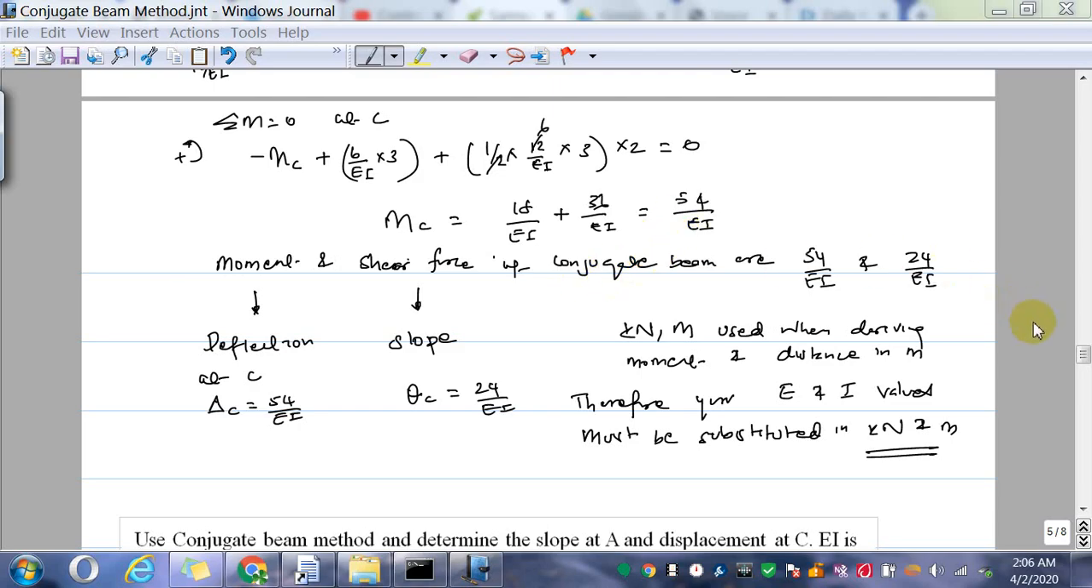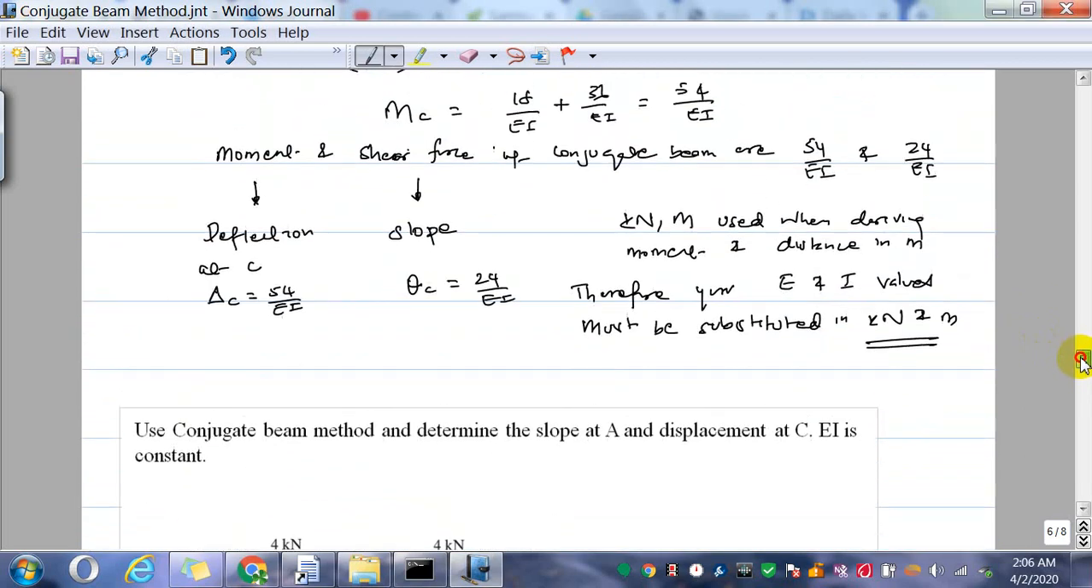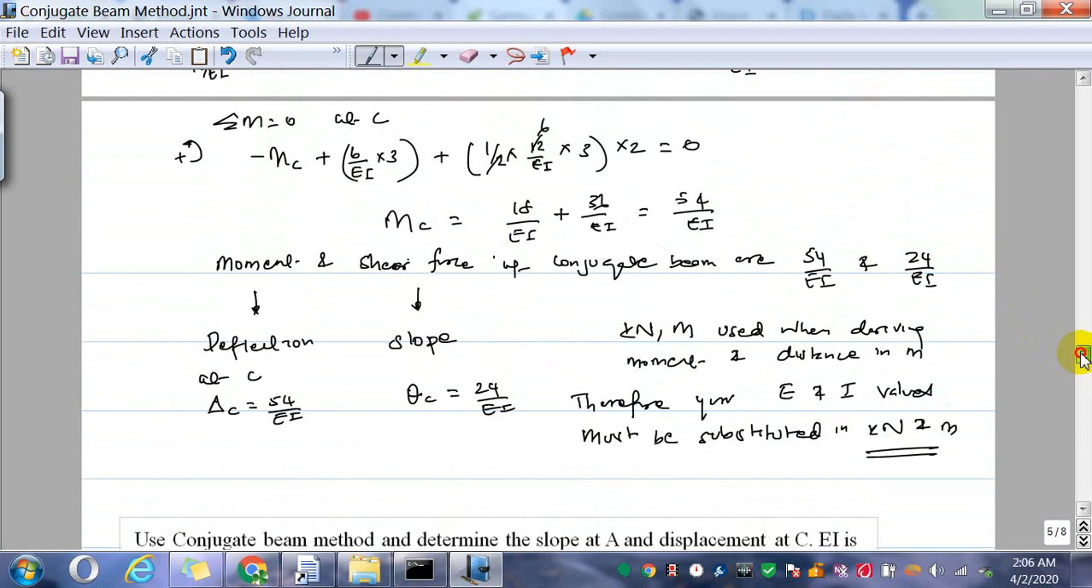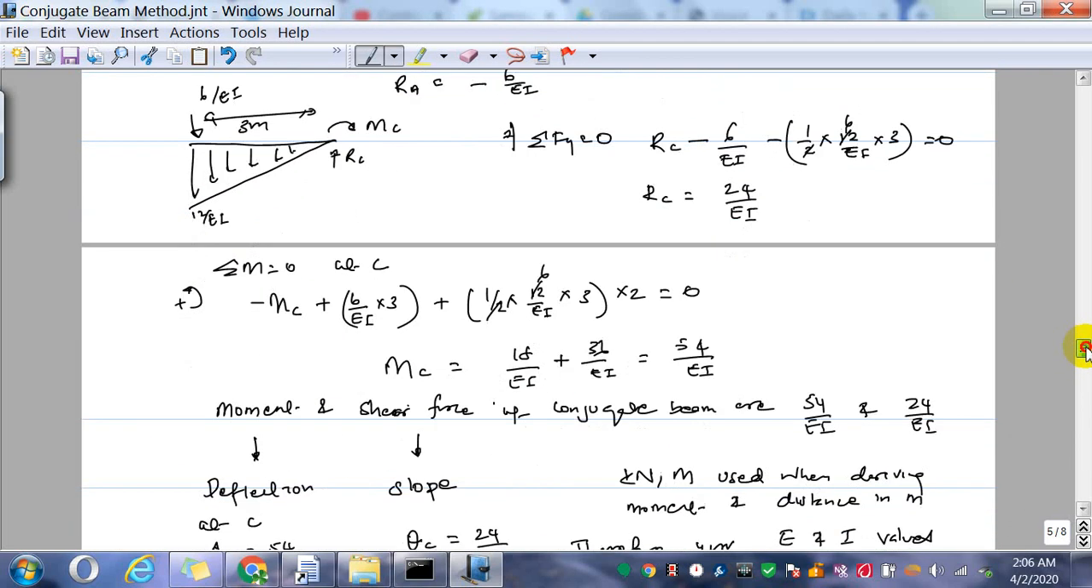Okay, I'm going to show you another example on how to approach this conjugate beam method. Before that, I would like to mention a few things about the previous example.